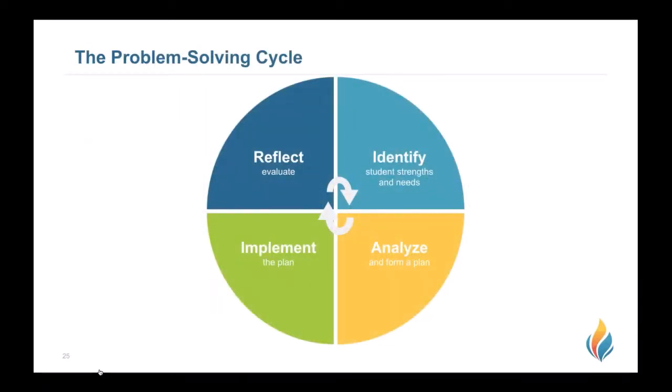Our problem-solving cycle begins with the idea of identifying student strengths and needs, analyzing and forming a plan, implementing that plan, and then coming back to reflect and evaluate whether the interventions, supports, or instruction that we're providing is in fact improving and meeting the students' needs. If not, we continue to identify those strengths and needs and continue to go through this cycle, and it really should be nonstop.